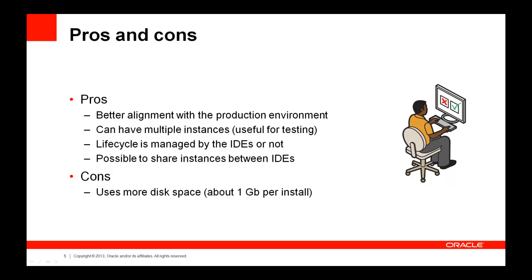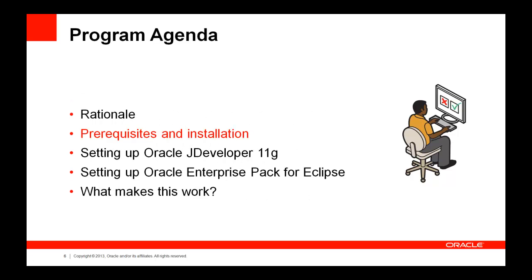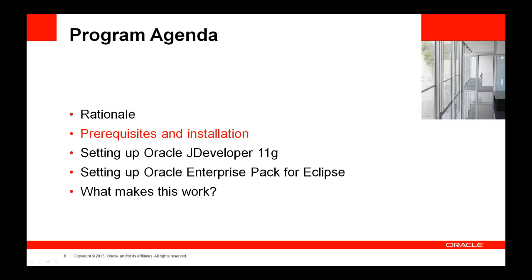The only con of a standalone WebLogic Server instance is that it will use more disk space, about 1 GB per install. On the other hand, a standalone instance will not consume more resources than the embedded one in JDeveloper. It will use the same CPU and memory. We have discussed the rationale. Let's now have a look at the prerequisites and installation process for a standalone WebLogic Server instance.